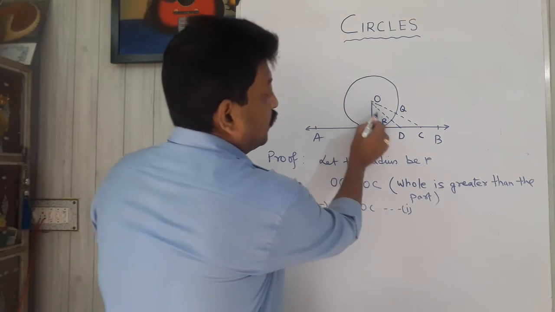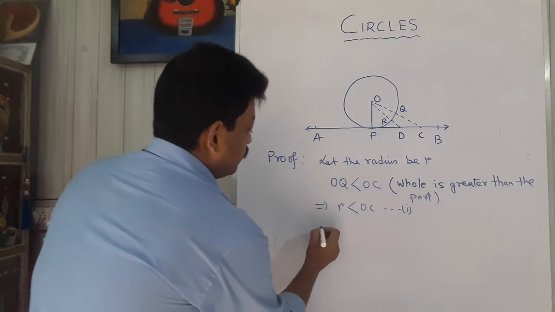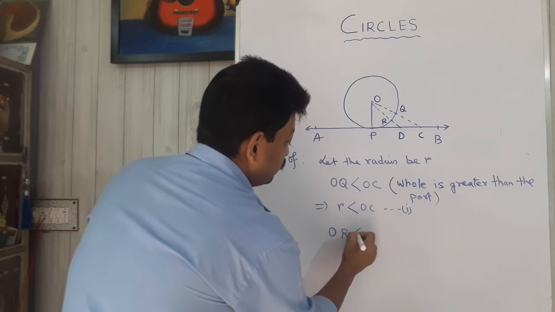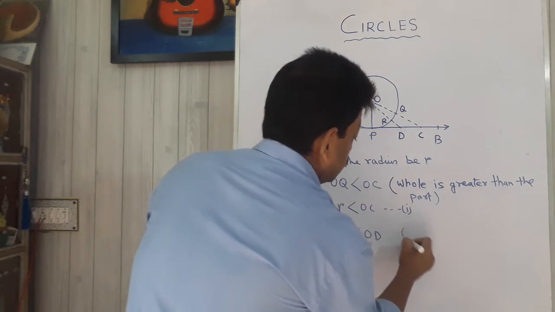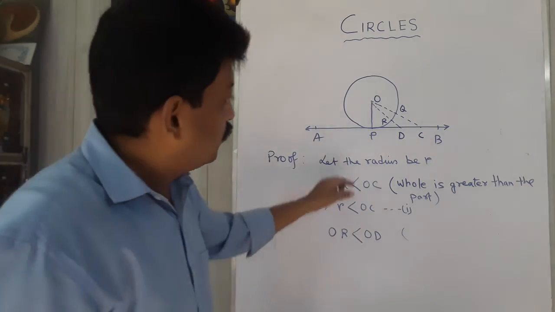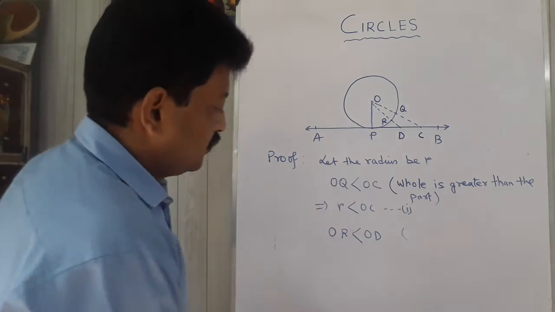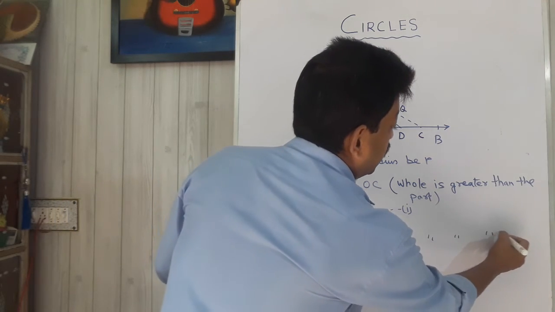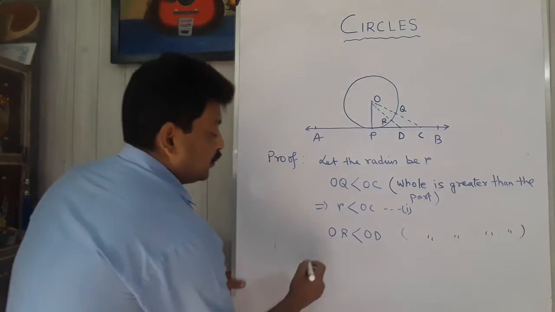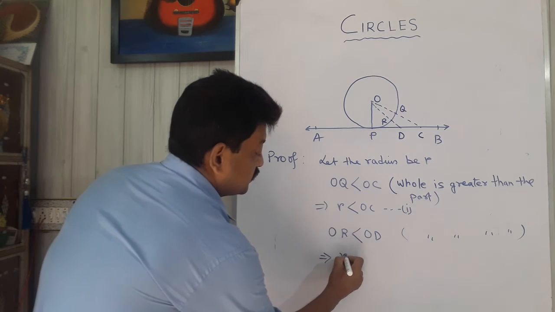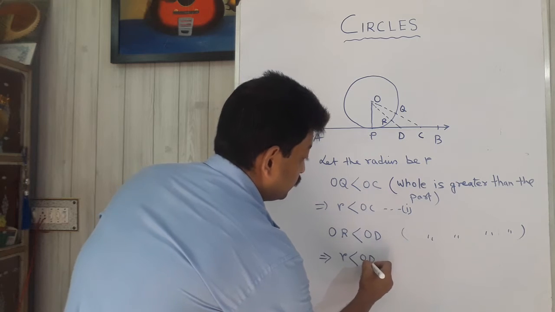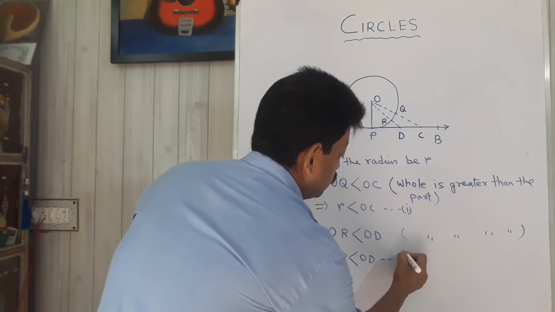Similarly, take this OD. OR is less than OD. There also we have to give the same reason. OR is part of OD. That is why OR is less than OD. So whole is greater than the part. Therefore we can say radius is less than OD. This is inequation number 2.